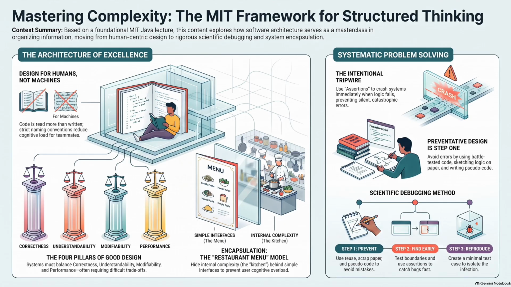Exactly. But then we introduce the second pillar, which is that it needs to be easy to understand. Okay. The third pillar demands it must be easy to modify and extend. And the fourth pillar is good performance, meaning it needs to be fast and efficient. And those pillars often fight each other, right? Oh, constantly. Sometimes writing the absolute fastest, highly optimized code results in something that looks like complete gibberish. Which totally violates the rule that it needs to be easy to understand. It's a classic engineering trade-off.